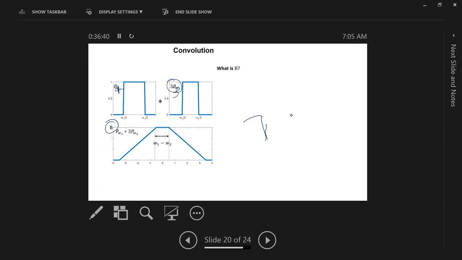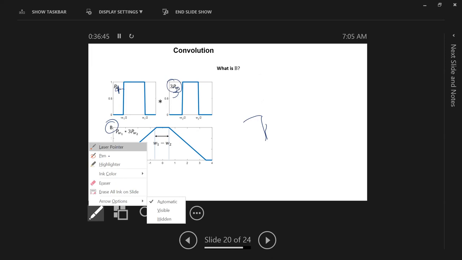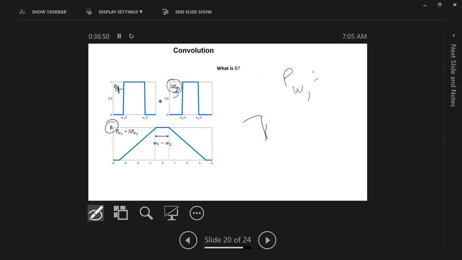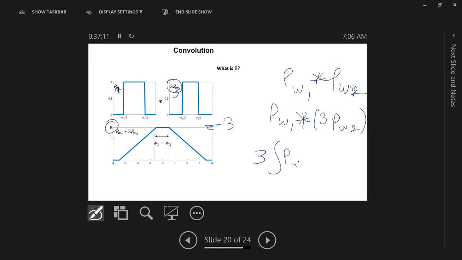Remember, in the previous slide we showed you a plot of the integral of PW1 convolved with PW2, and we said that the y-axis peak was 3. Well, now we're doing PW1 convolved with 3 times PW2. That's just equal to 3 times the integral of PW1(tau) PW2(t minus tau) d tau. If the peak of this integral was 3, then what would be the new peak now that we added this 3 here? Yeah, it's just 9.